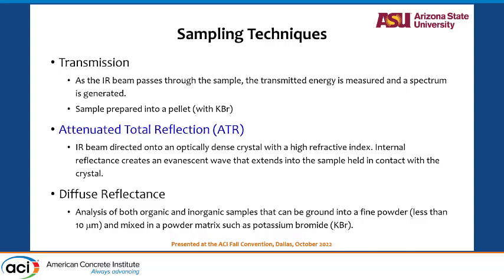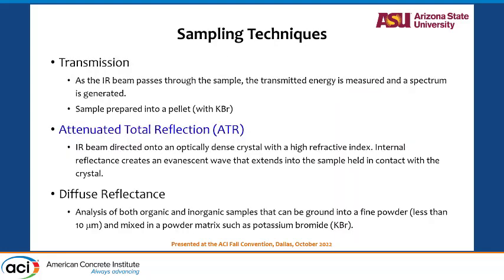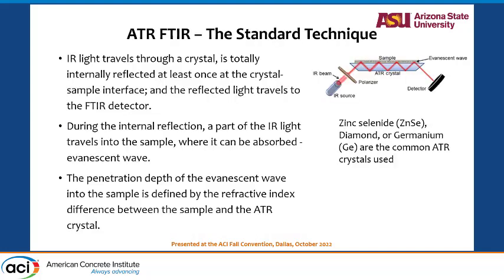There's lots of ATR FTIR systems now where the beam is directed into an optically dense crystal, which is generally a diamond crystal, with a very high refractive index, and that reflectance creates an evanescent wave that is detected by the detector. So now you don't need to prepare it with KBr. You can just put your powder on the ATR holder and then have smooth contact between the ATR holder and your sample holder. And then there is diffuse reflectance also, where you can still grind into a fine powder mixed into potassium bromide, but ATR is the gold standard these days.